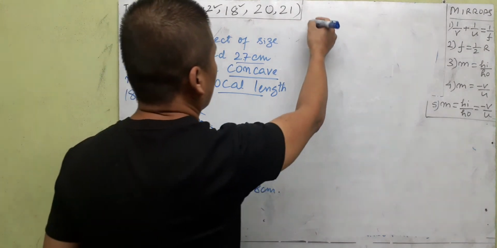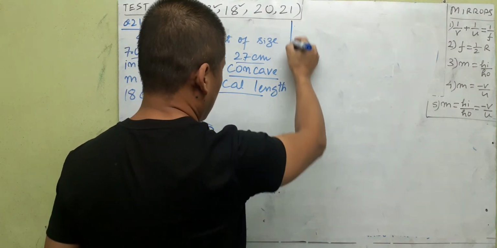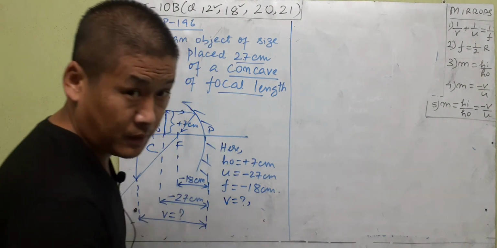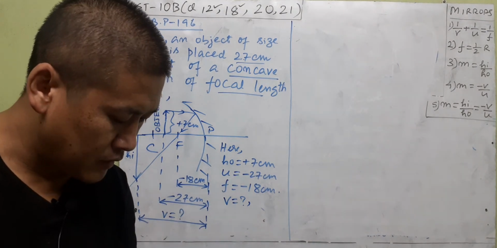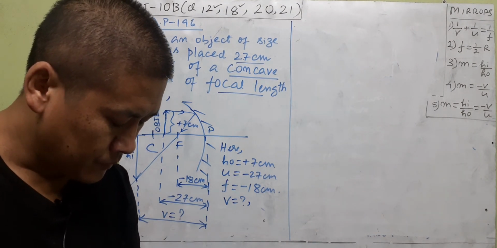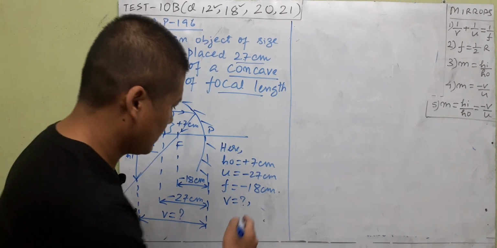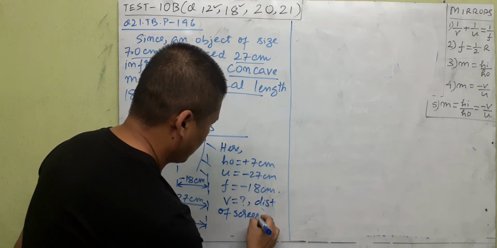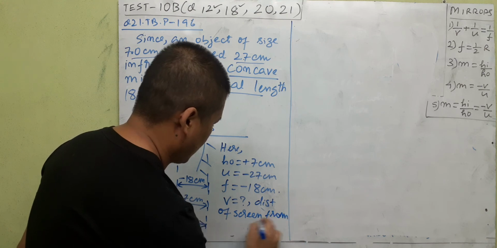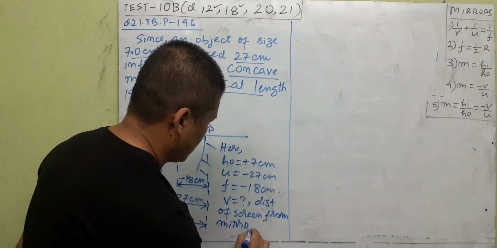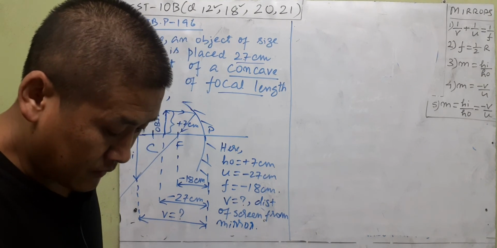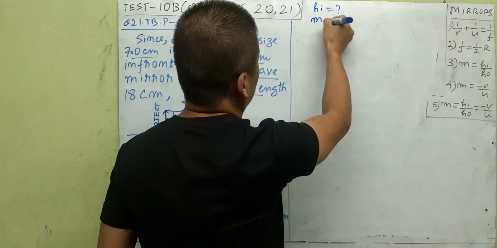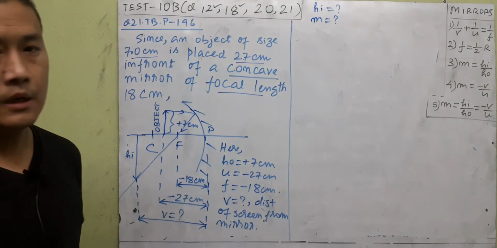So we write here V is equal to question mark, which is the image distance, but which is placed in the question as distance of screen from the mirror. What should it be? Then find the size and nature of image also. Size is HI, we don't know, and nature of image we know. So these three values to find are V, HI, and M.